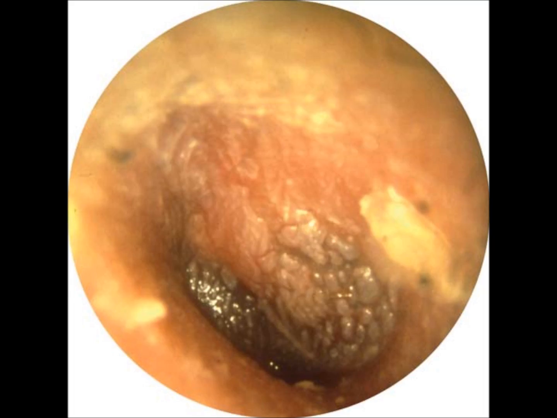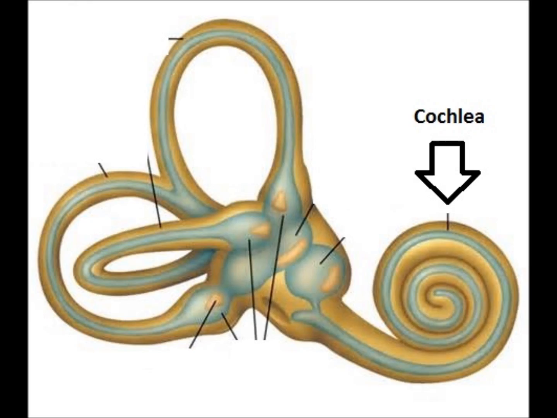One pathology of the middle ear is otitis media, which is an infection of the middle ear that causes inflammation and possible buildup of fluid. This is due to the inflammation of the eustachian tube, which prevents fluid that would usually drain from the ear from escaping. Moving on to the inner ear, the oval window leads to the vestibule of the inner ear, which serves as the entrance to the cochlea.